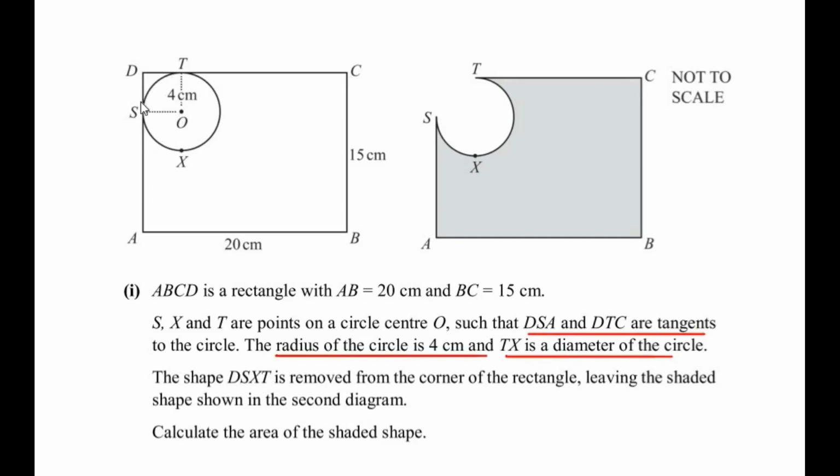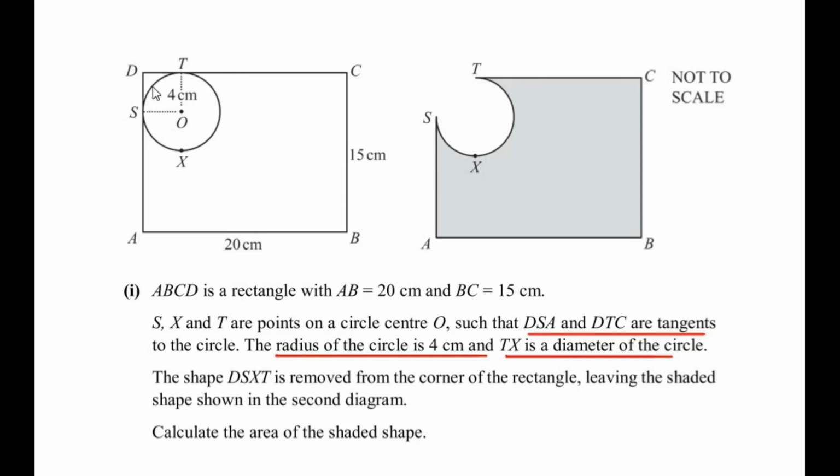The shape DSXT is removed from the corner of the rectangle, leaving the shaded shape shown in the second diagram. Calculate the area of the shaded shape. So let us understand the question first.